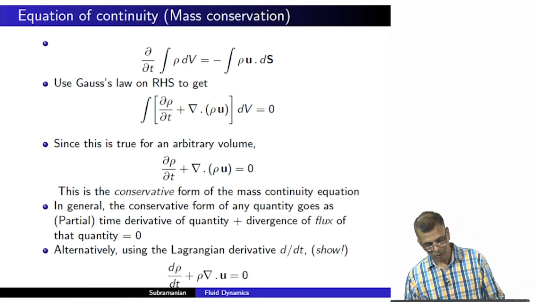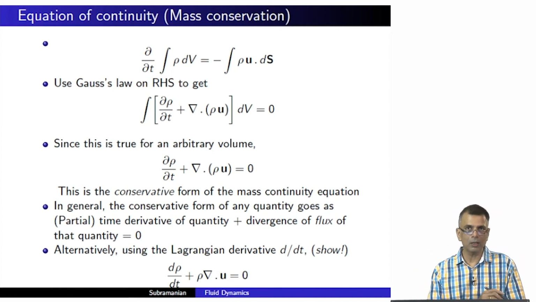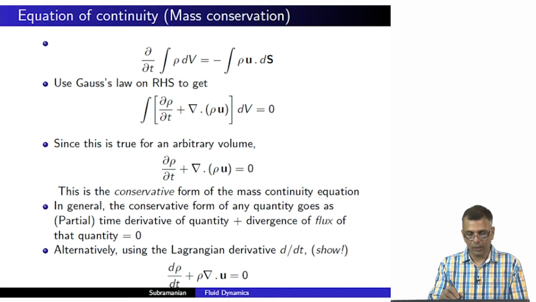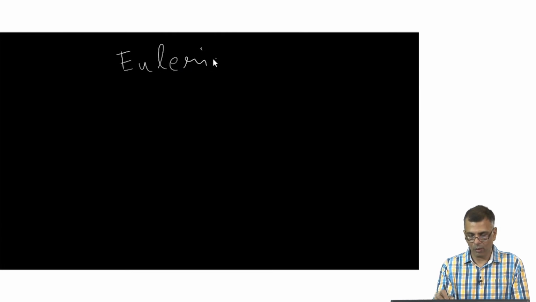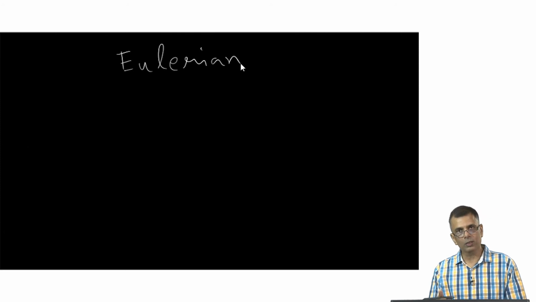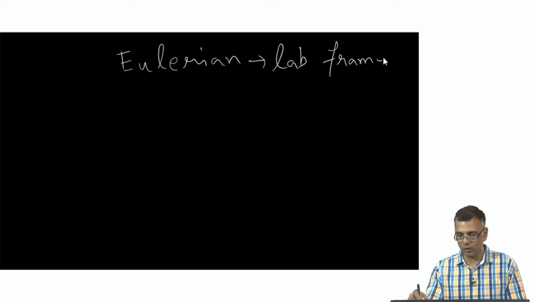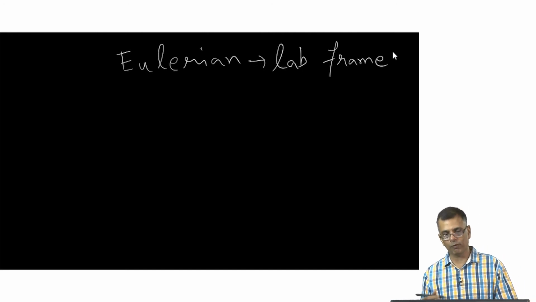So let's go ahead. Before that, recall in our study of kinematics, we had two kinds of derivatives. We had the Eulerian description, which is the description of the fluid flow as seen by a lab frame observer, an observer who is standing outside of the fluid flow.